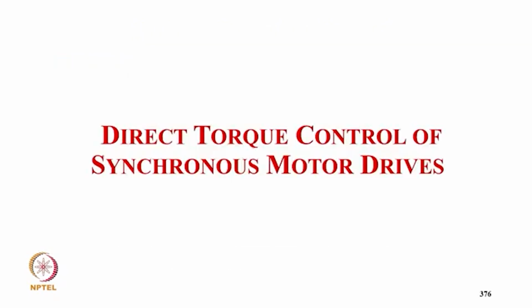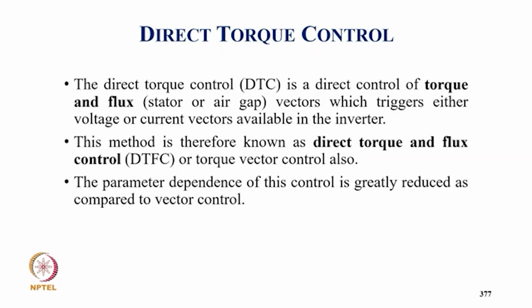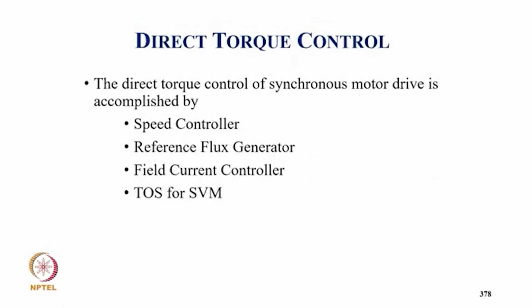So coming to direct control of the synchronous motor drive. Direct control is direct control of torque and flux, stator or air gap flux, which selects either voltage or current vectors available in the inverter. This method is therefore known as direct torque and flux control or torque vector control also, and the parameter dependence of this control is generally reduced as compared to vector control.